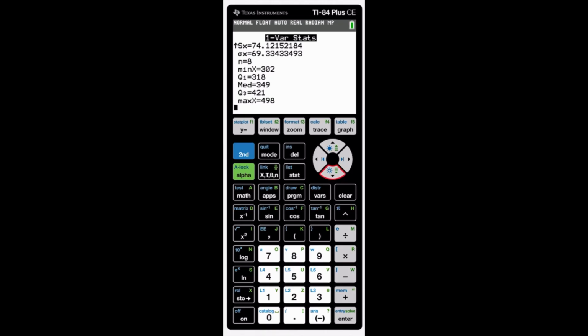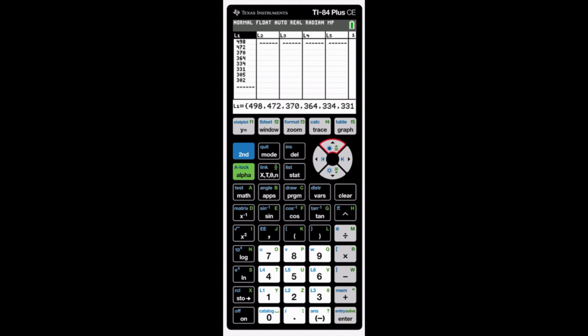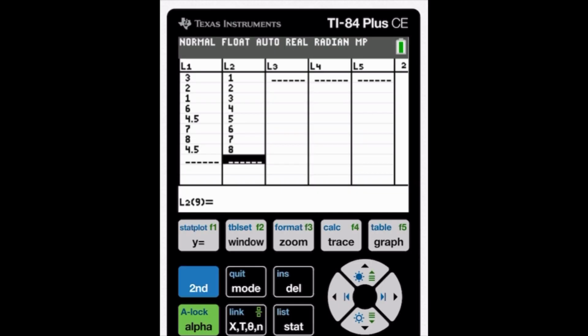So let's go ahead and clear. We're going to go stat edit once again. I'm going to go up, press clear, enter, so that I can go ahead and get rid of that. And I'm now going to enter the ranks. So 3, enter, 2, enter, 1. When you are doing correlation, make sure that the number of values match. In this case, notice both lists are ready to take on the 9th value. So I have entered 8 values in both lists.